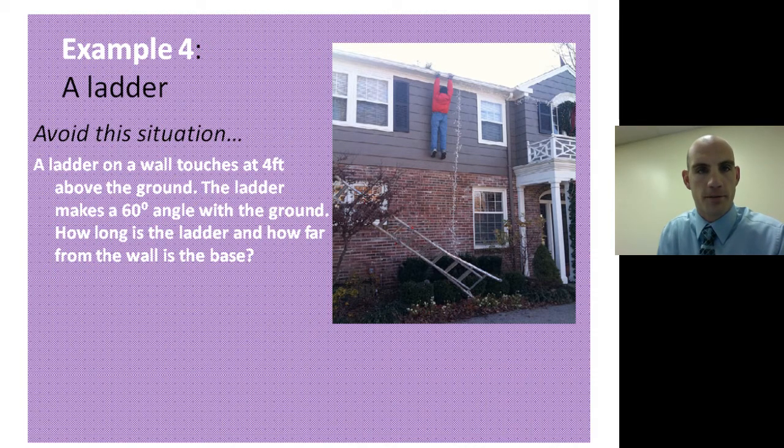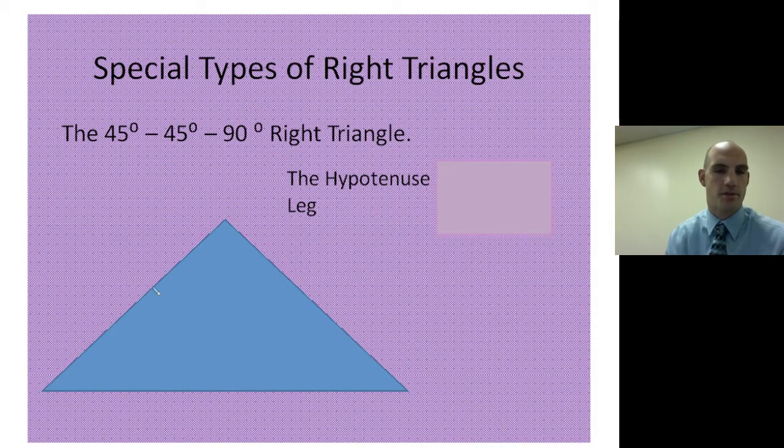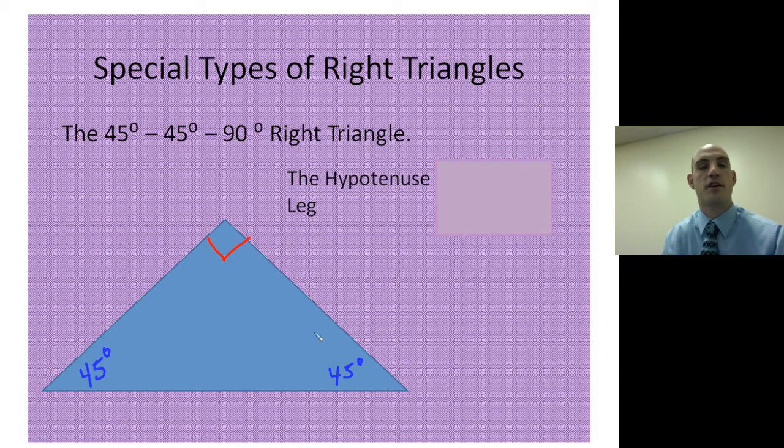Next type of right triangle. The second type of special right triangle is a 45, 45, 90. Typically, we orient it like this with a 90-degree angle up. What that means for us is each of these base angles is 45 degrees. How does this affect what we're doing?